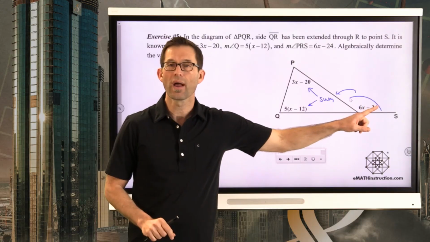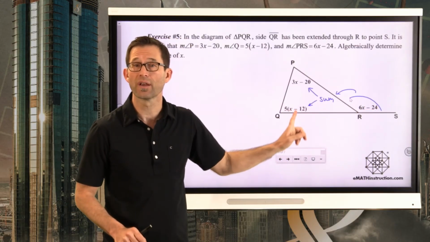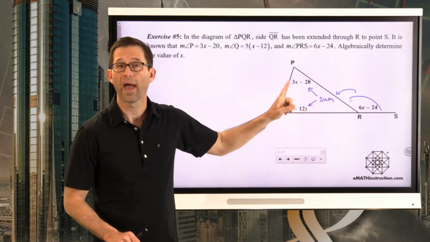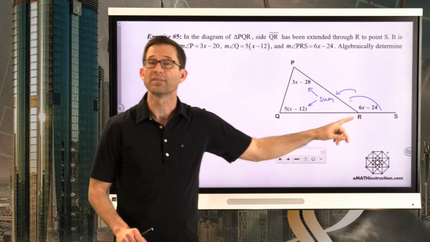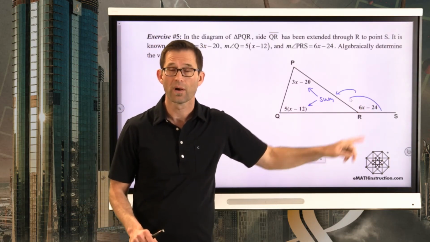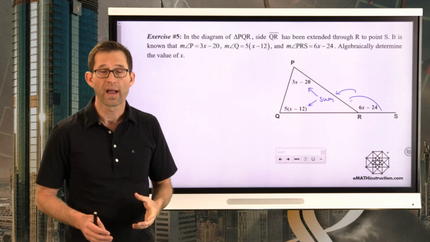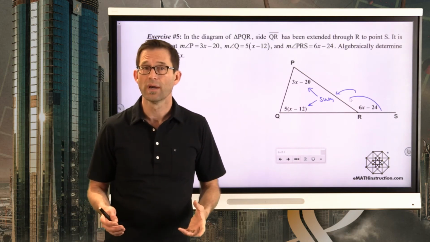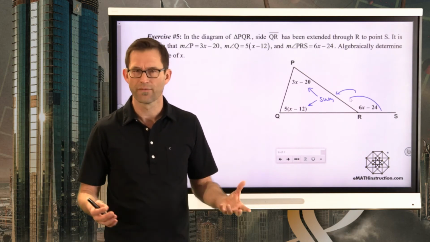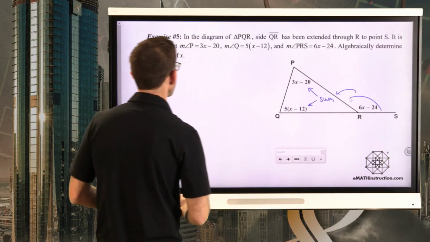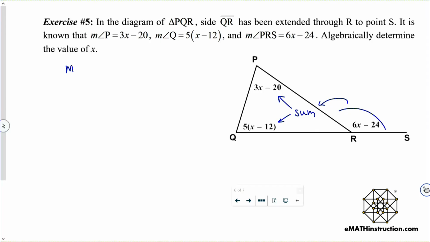So this exterior angle is remote to these two interior angles, and it means that when I add this one to this one, it's gotta be equal to this one, all right? Now, that's an important fact about exterior angles, but it's also one that you could easily forget, right? But let's do it now. What I know is that the measure of angle P plus the measure of angle Q is equal to the measure of angle PRS.